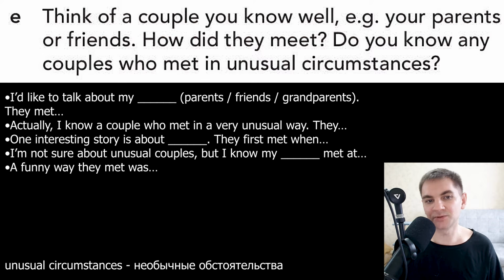Part E. Think of a couple you know well, for example, your parents or friends. How did they meet? Do you know any couples who met in unusual circumstances? Circumstances, a new word. How do you explain it? It's the context or the situation or how someone met someone else. I don't know. It can be maybe a special moment, a strange conversation, an event, the setting of the story.